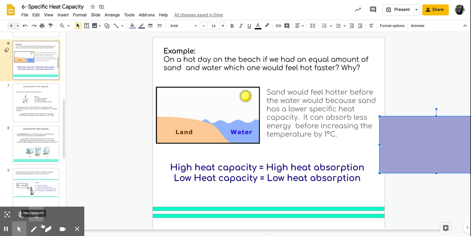So this would be another key piece to maybe write down. High heat capacity means that it has high heat absorption. It requires a lot of heat to be absorbed. Low heat capacity means low heat absorption.